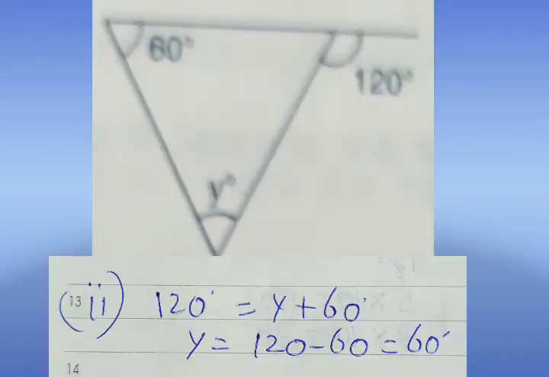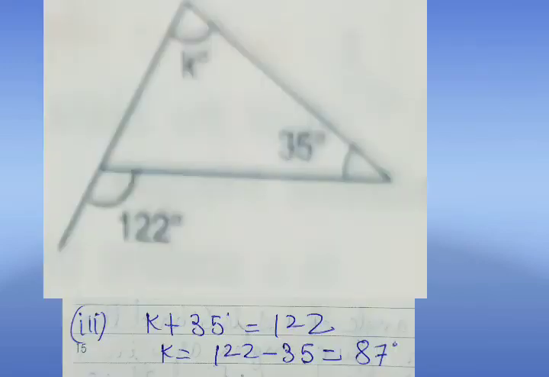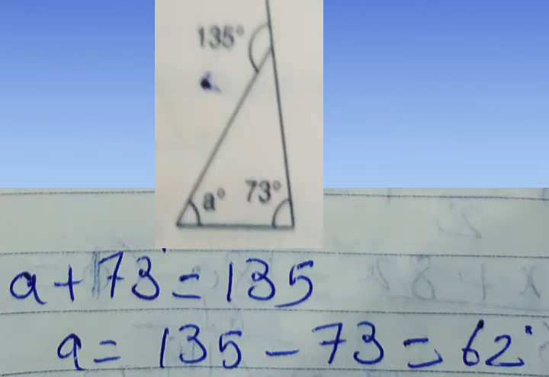Now in figure 2, again the same concept, exterior angle is equal to sum of its interior opposite angle. So 120 is equal to y plus 60, and so y is equal to 120 minus 60. Now next figure number 3, k plus 35 is equal to 122. So k is equal to 122 minus 35 degree is equal to 87 degree. Now subpart 4, a plus 73 degree is equal to 135. So a is equal to 135 minus 73 is equal to 62 degree.